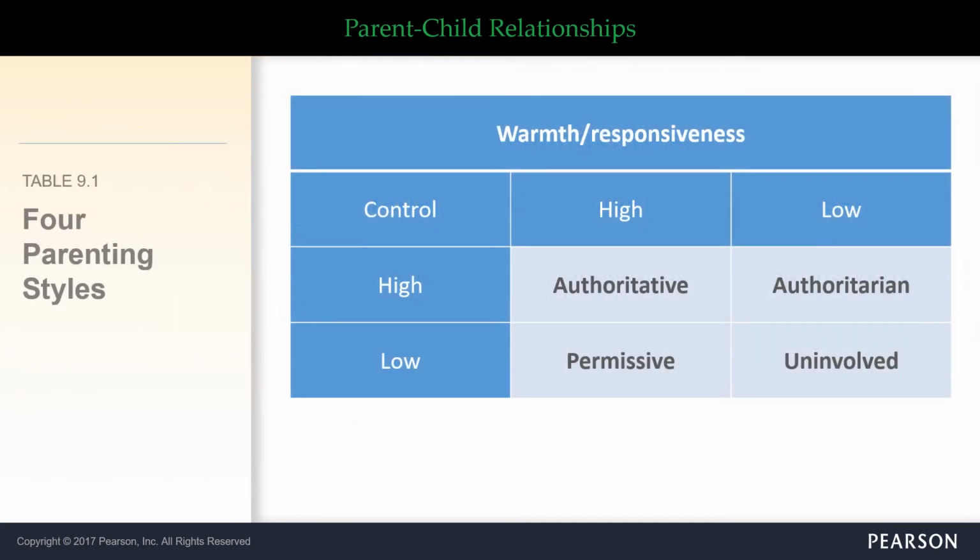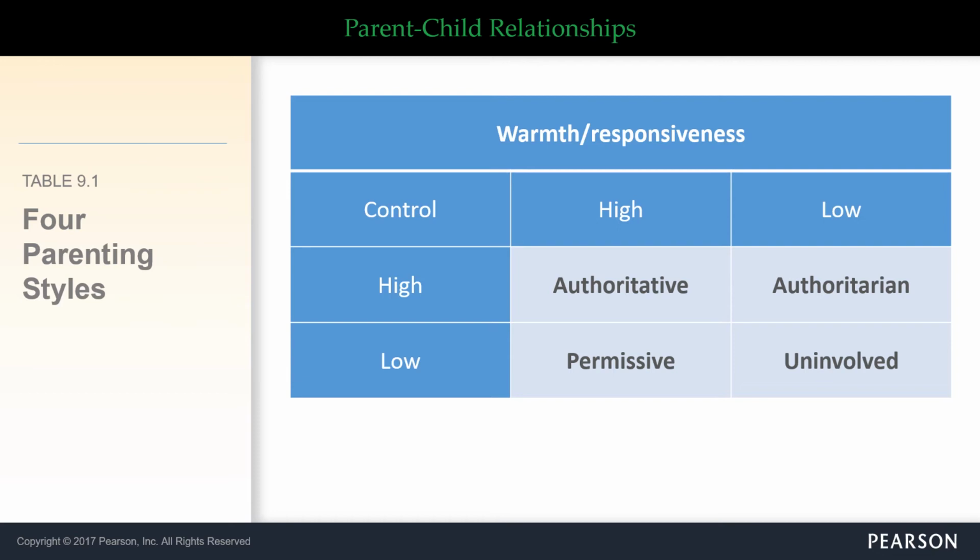And so here you have a chart that helps us understand. It has warmth and responsiveness across the top, with a high level and a low level. And on the left-hand side going down, we have the amount of control, a high level of control and a low level of control. At the top category, under warmth and responsiveness the level is high, and under control the level is high, and these parents are authoritative parents.